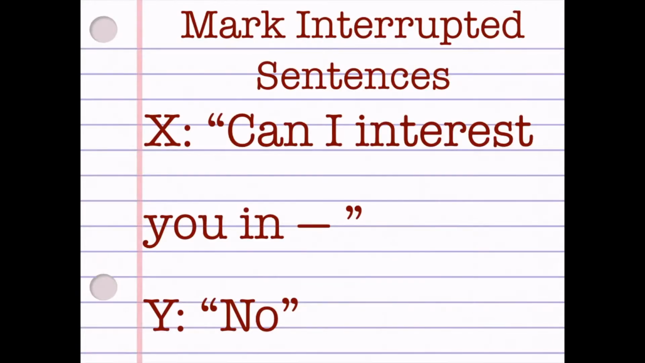The final function of the M dash is to mark interrupted sentences. For example, in this dialogue between person X and person Y. Person X says, "Can I interest you in—" And before they can finish their sentence, person Y interrupts them and answers, "No." In this sentence, the M dash is placed after the last word spoken before the interruption.